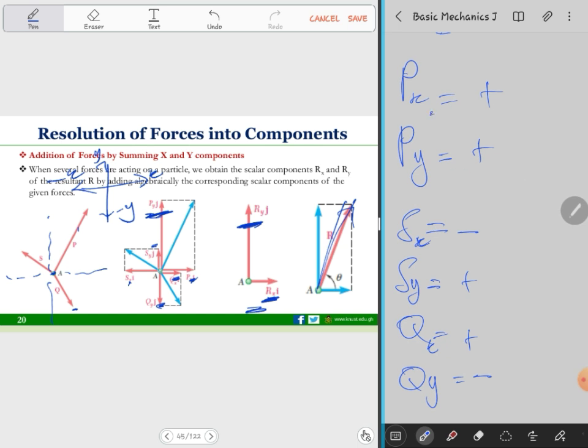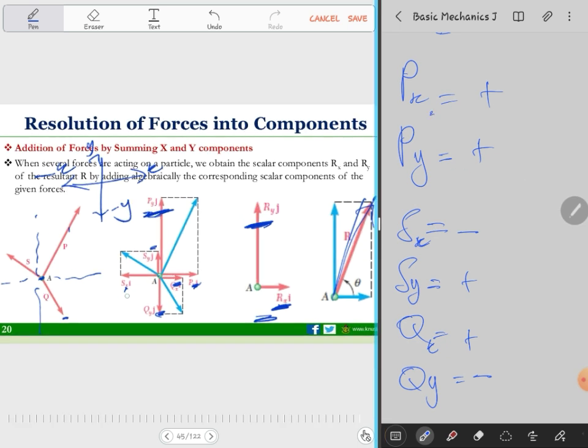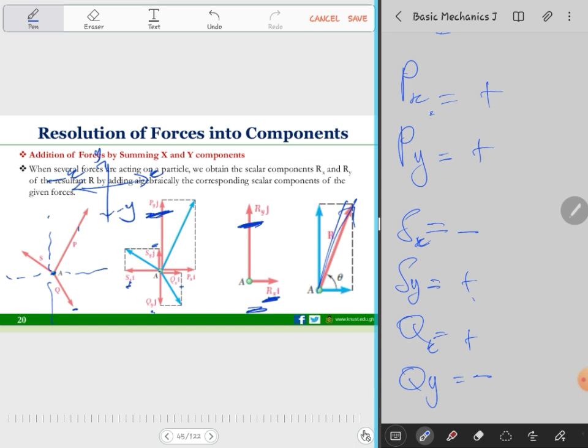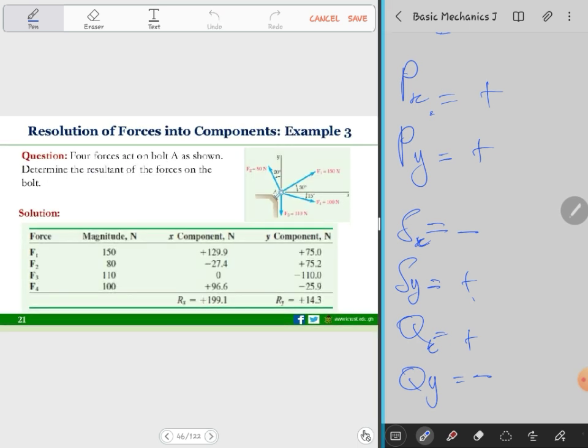For the S, where's the S? This is the S. The X component is negative, the Y component is positive, right? For the Q, there it is. The Y component is negative, the X component positive, right? So the direction is very important. Direction is very, very important, because it's statics. A change in direction could mean something else, could mean that the whole system is not balanced. Are we okay?